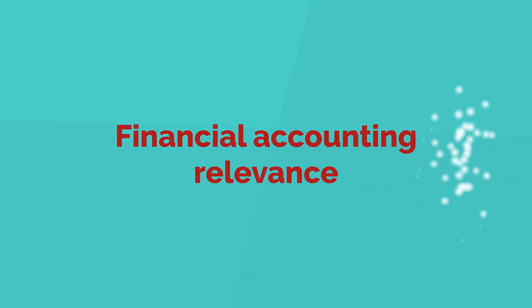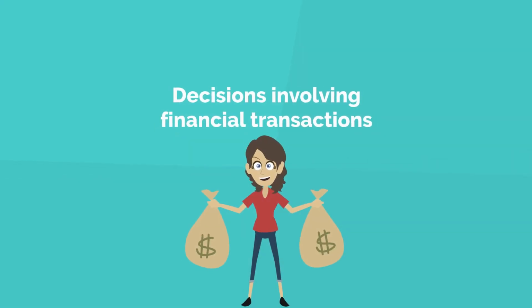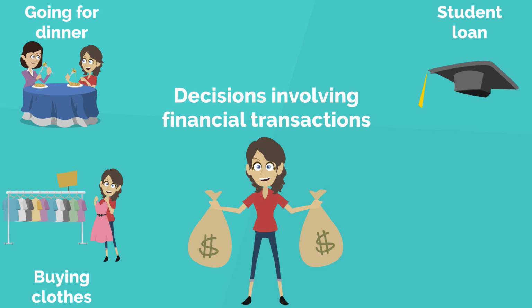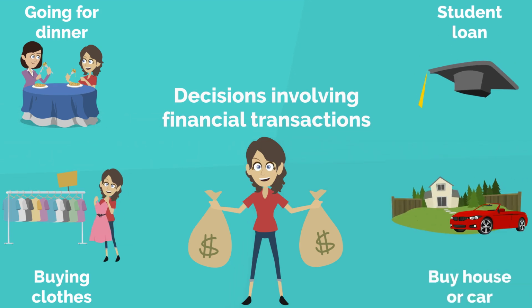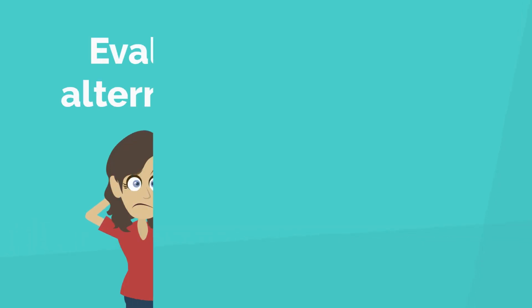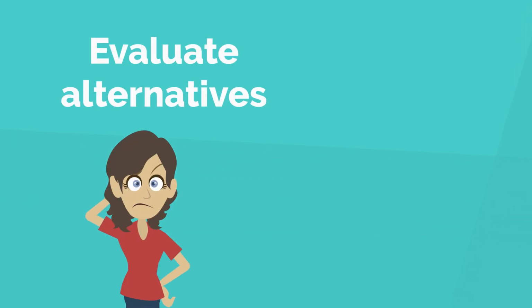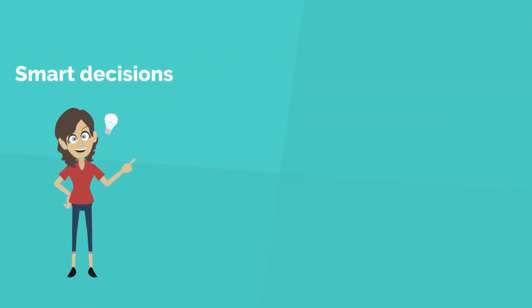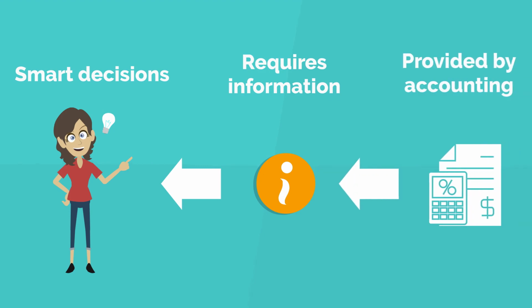But first, let's tell you a little bit more about why financial accounting is relevant. We, as individuals, take many decisions that involve financial transactions, like buying new clothes, going out for dinner, applying for a student loan, or even buying a house or a car. Consciously or instinctively, we consider our budget alternatives before making a decision. Making smart decisions requires information. Accounting provides financial information to make personal economic decisions.